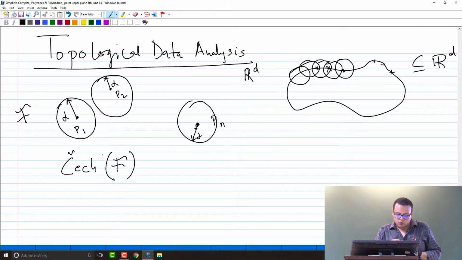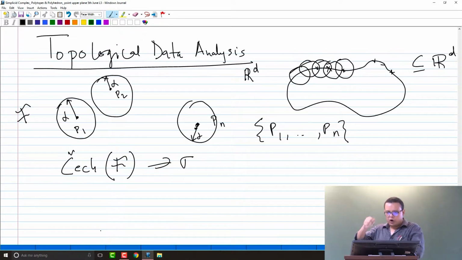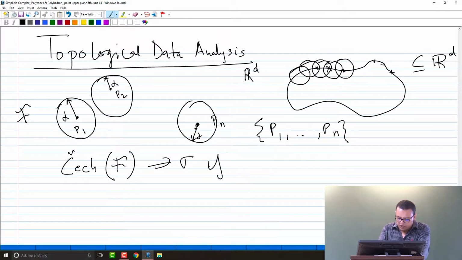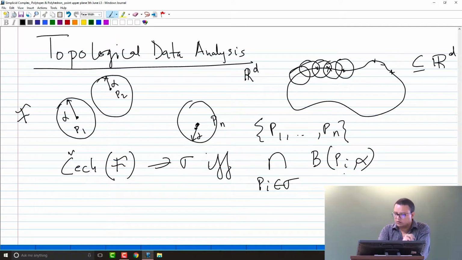What you do is, you keep some subsets of P1 to Pn. It is a simplicial complex also. You will keep a simplex sigma in the Čech complex if the balls centered at the vertices of sigma have a non-empty intersection. What do I mean by that? So, sigma belongs to this if and only if the intersection over Pi belonging to sigma of B(Pi, alpha) is not equal to empty.